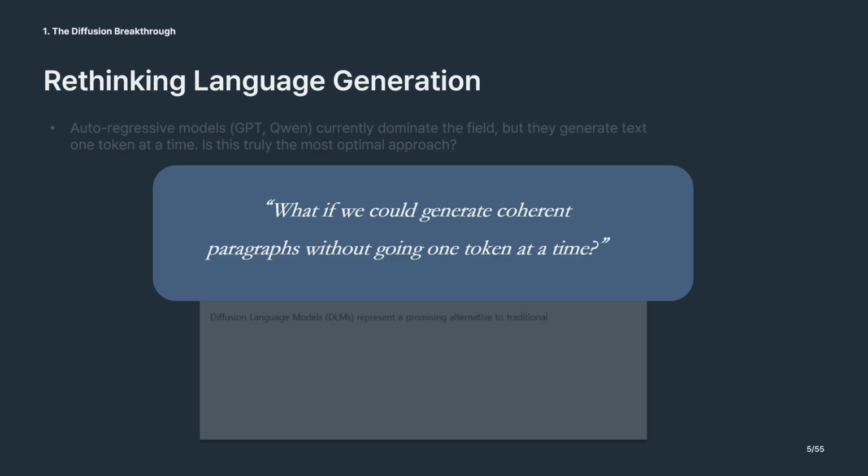So here's the idea I want to raise. What if we didn't have to go one token at a time? Could we generate entire phrases or even paragraphs in a single step and still keep them coherent? That's exactly the line of thinking that leads us to the diffusion-based approaches. They open up the possibility of generating text in parallel, rather than sequentially, unlocking a very different set of capabilities.